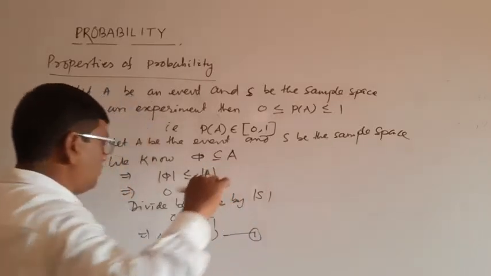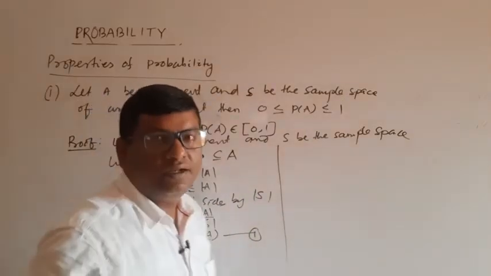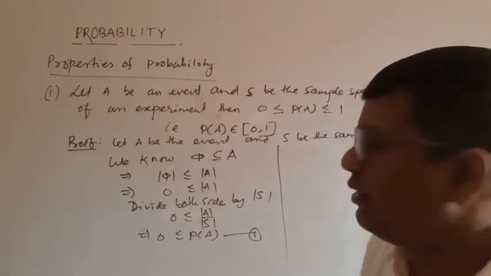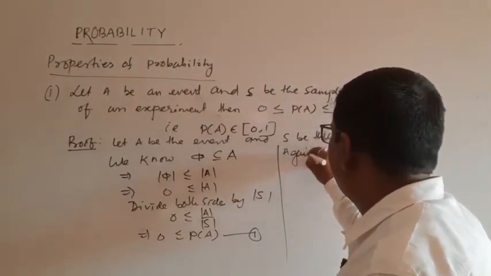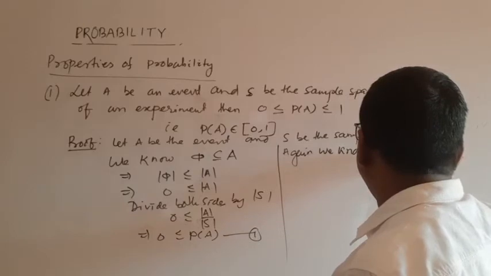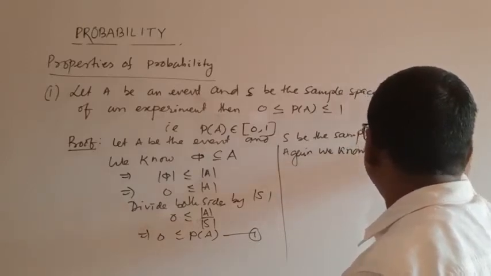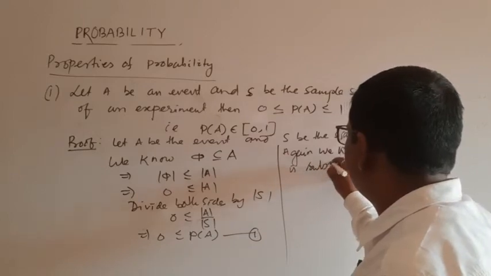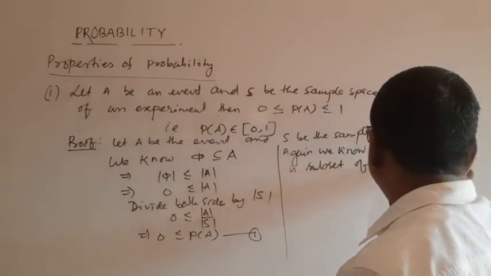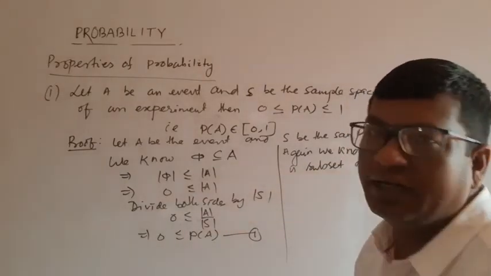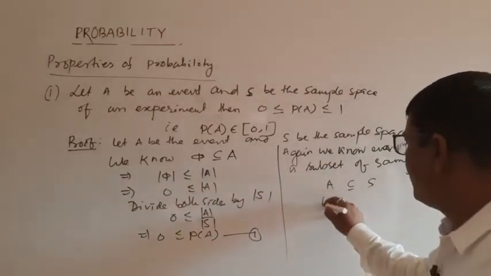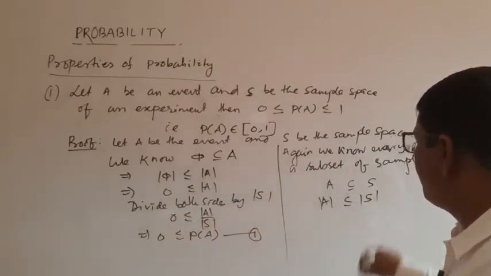This is equation 1. Now, again we know every event is a subset of the sample space. So we can write the event A is a subset of S, and also cardinality of A is less than or equal to cardinality of S.